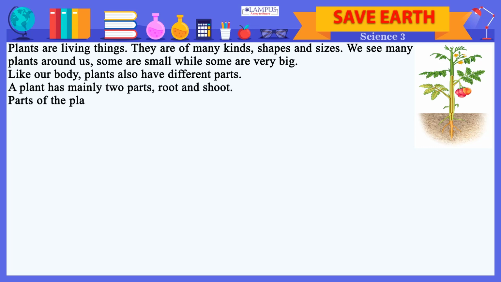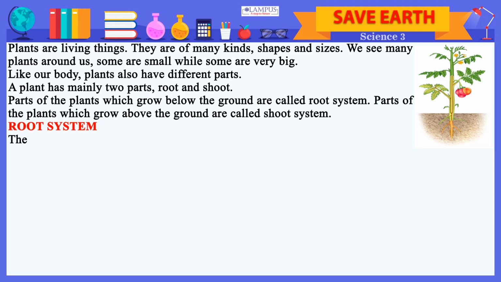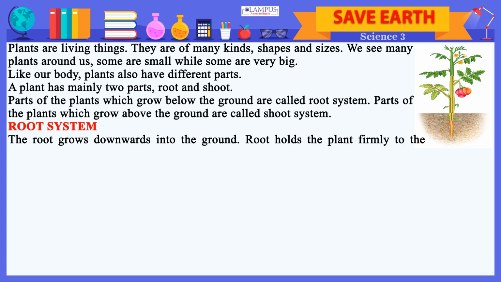Parts of the plants which grow below the ground are called root system. Parts of the plants which grow above the ground are called shoot system. Root system. The root grows downwards into the ground. Root holds the plant firmly to the ground. It absorbs water and minerals from the soil with which a plant makes food.